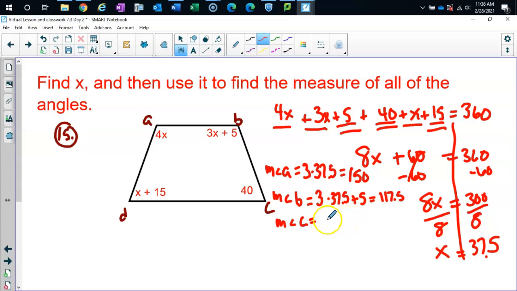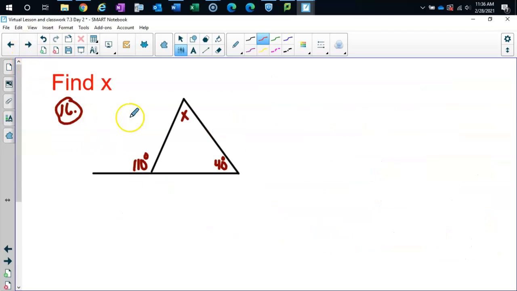The measure of angle C. Go. Well, that one's easy. Right here. It's 40. Find the measure of angle D. Go. Well, D is x plus 15, and x is 37.5. So 37.5 plus 15 gives you 52.5. And if we want to check this, add 150 plus 117.5 plus 40 plus 52.5, and you do get exactly 360 degrees.